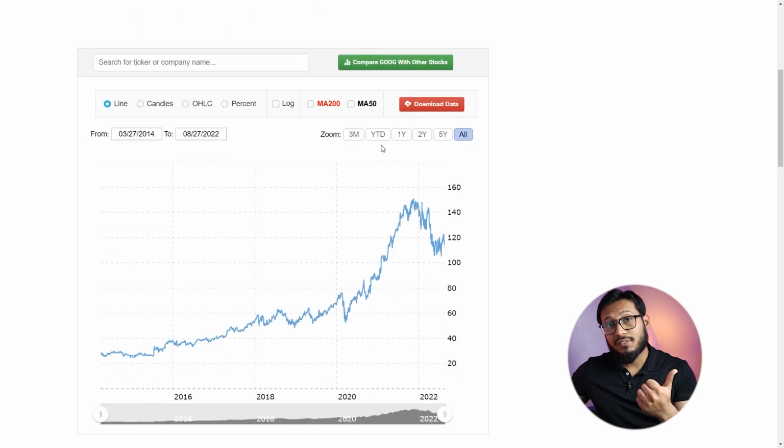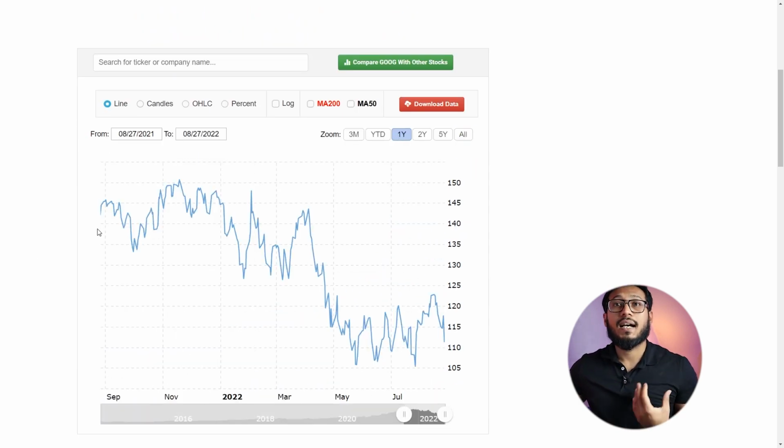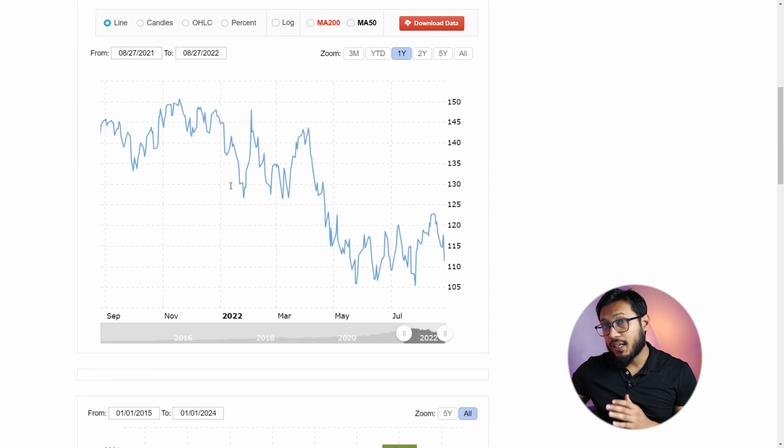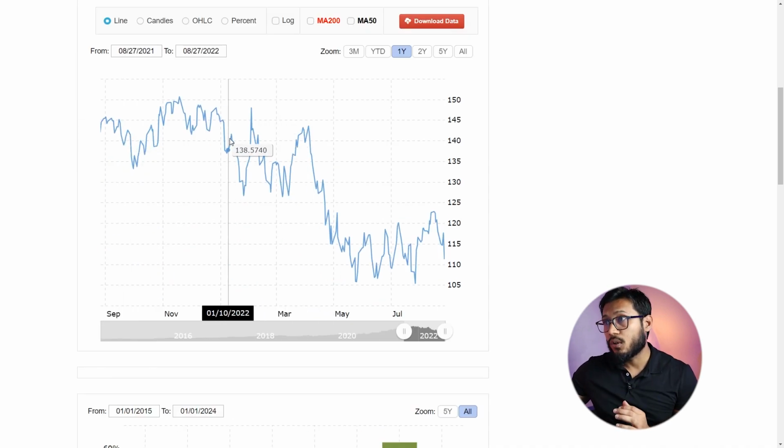I use a website called Macro Trends to have a look at all of these aspects to research a stock. So the first thing we will look into is the stock price at the moment. Now Google or Alphabet is trading at 111 euros at market closing. The 52-week high is $152 and the 52-week low is 102. So this stock is trading near its 52-week low at the moment.